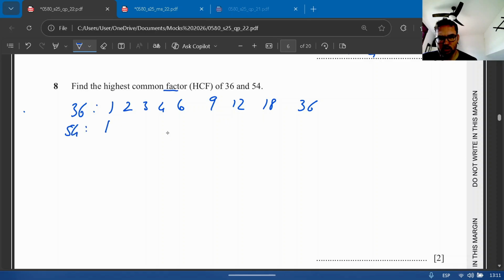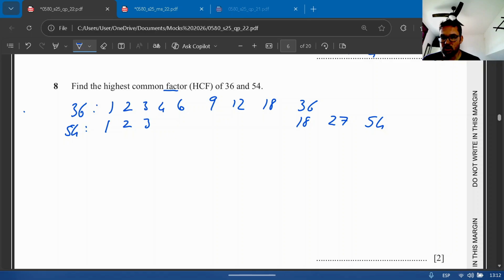54. Again, 1 times 54. 2 times 27. 3, yes, 3 goes in there because 5 plus 4 is 9, and 9 is in the 3 times table, so 54 is in the 3 times table. What would that be? 18. So 3 times 18. Does 4 go into 54? 12 times 4 is 48, 13 times 4 is 52, so no. 5, no, 5 is not a factor.